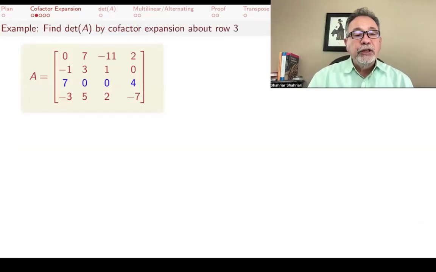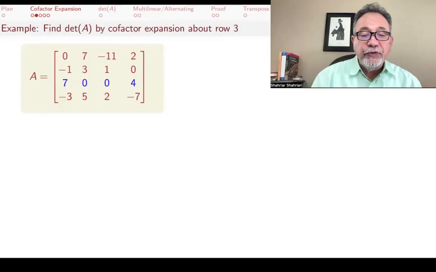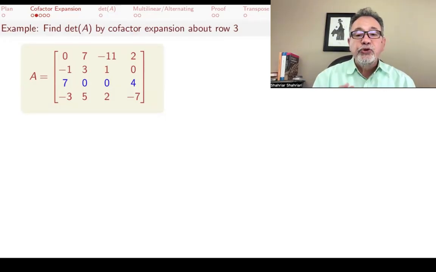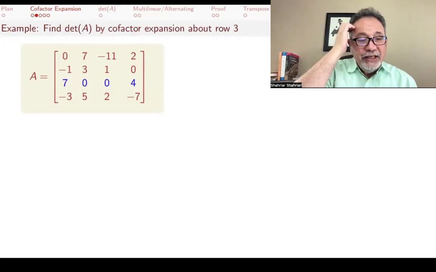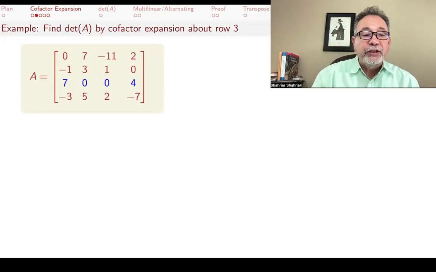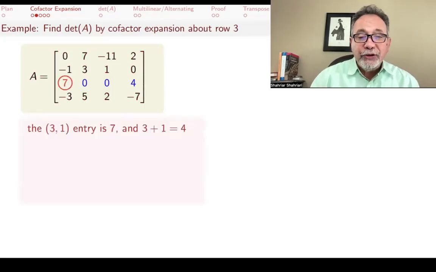Here's an example. Here's a 4 by 4 matrix that I want to find the determinant of by cofactor expansion about row 3. Why did I pick row 3? Because that's a row with 2 zeros, and that makes my life easier. I could have picked any of the columns or any of the rows. And so I will go through that row one by one.